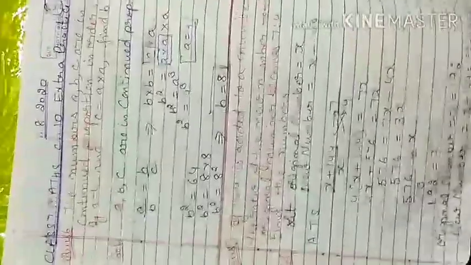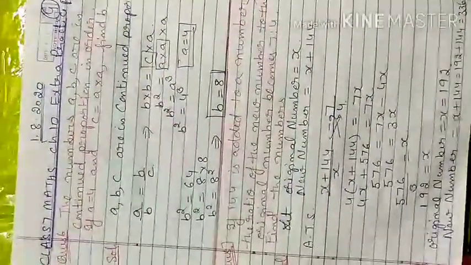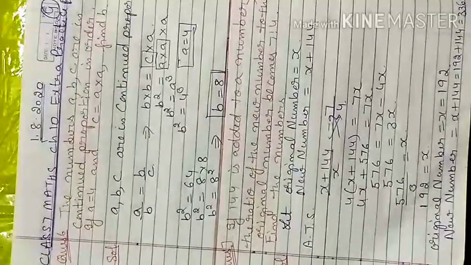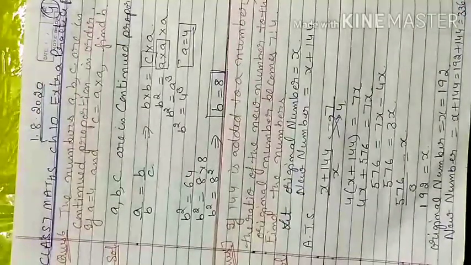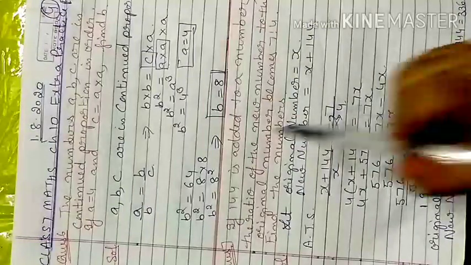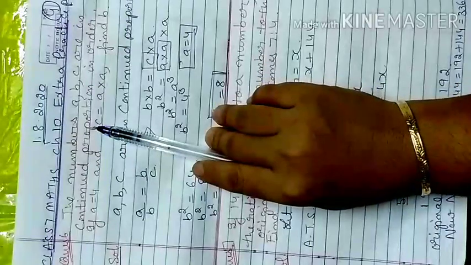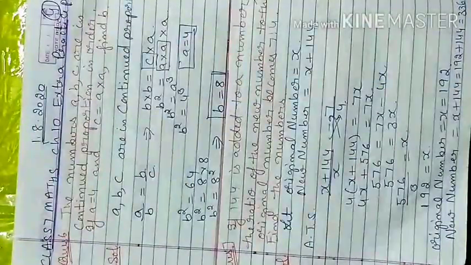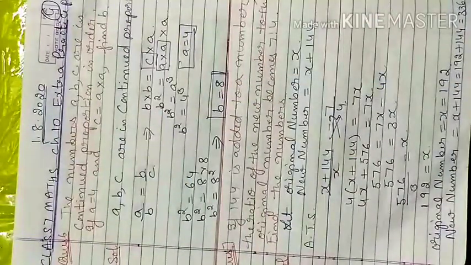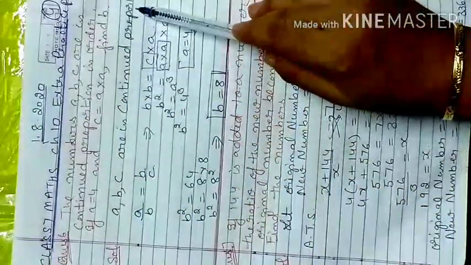Now your sixth question is: the numbers a, b, c are in continued proportion. Already you have been given in the question that a, b, c are in continued proportion. Continued proportion means the middle number is repeated 2 times. The middle term will be kept in the second position as well as in the third position. So what does it mean? a, b, c are in continued proportion.